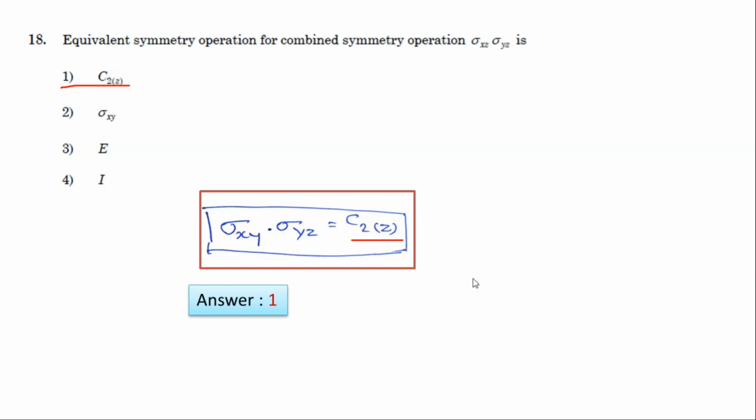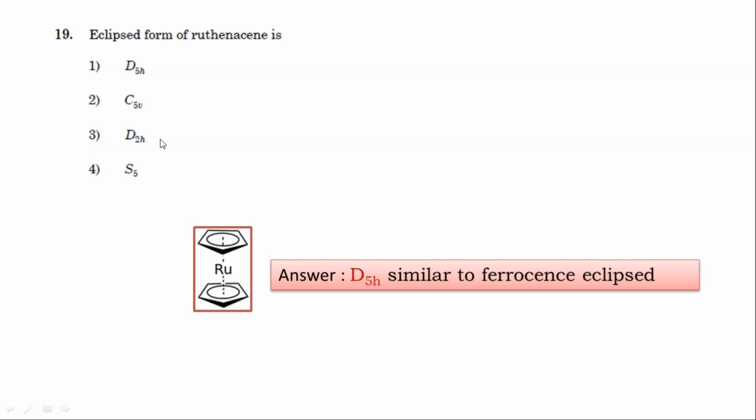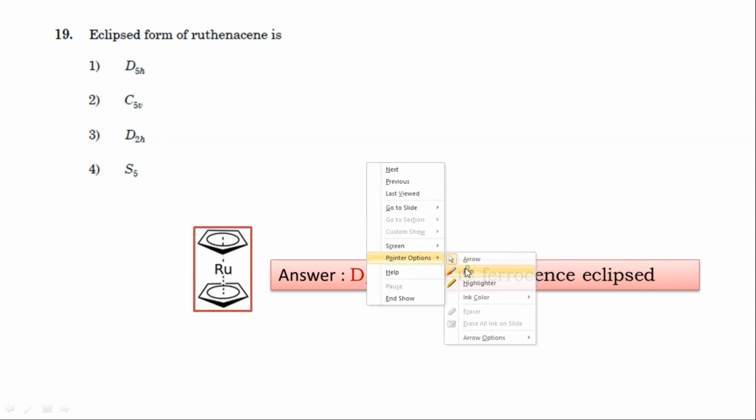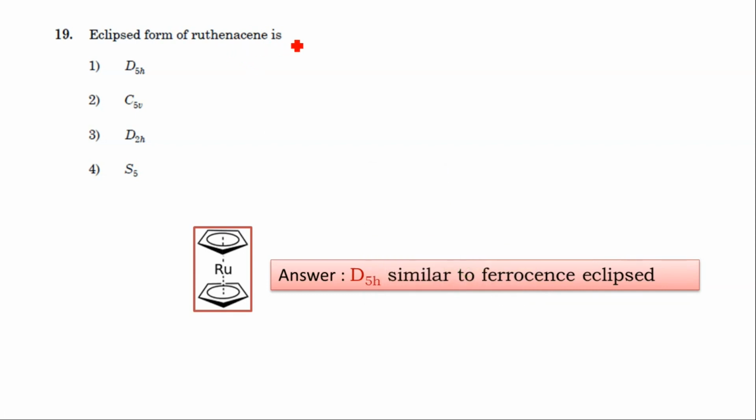19th question. Eclipsed form of ruthenocene, what is the point group? The central metal ion is ruthenium. It is similar to ferrocene. In the eclipsed form of ferrocene, the point group is D5h. Here in the top you have a 5-membered ring, and at the bottom you have a 5-membered ring. So it is D5h symmetry.